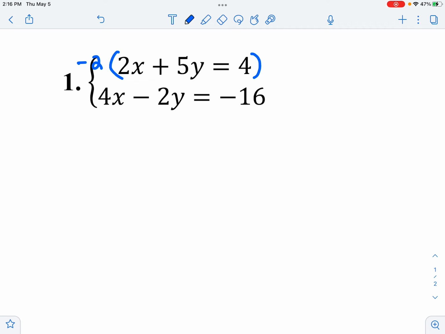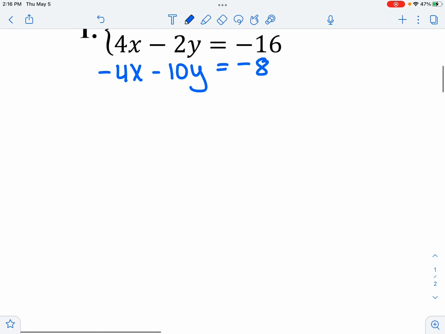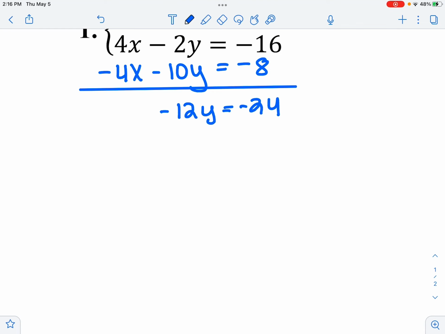Distribute it to everything in that equation. So it becomes negative 4x minus 10y is equal to negative 8. Notice I wrote it right underneath the second equation. So now basically what I'm looking at are these two equations, and I'm going to combine them. If I combine them, a variable will eliminate, hence the name elimination. So the x's eliminate. I have negative 12y is equal to negative 24. Divide both sides by negative 12, and I get y is positive 2.